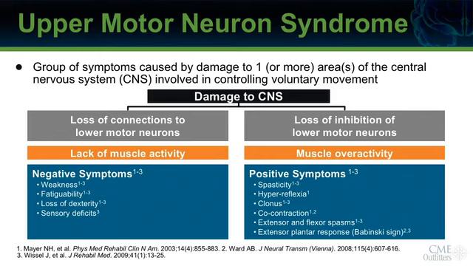Now, the consequences of the loss of connectivity is loss of muscle activity with what are called negative symptoms: weakness, fatigue, loss of dexterity, sensory deficits. When we think of loss of inhibition, we have the flip side of the coin, with paradoxically muscle overactivity. And that includes positive symptoms, including spasticity, hyperreflexia, clonus, co-contraction, spasms, and even the extensor plantar response.